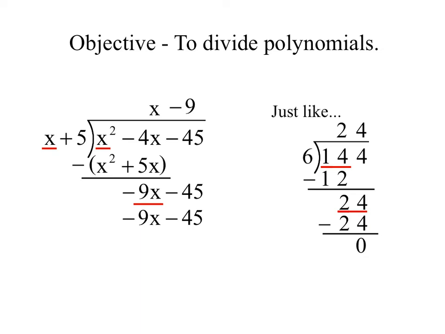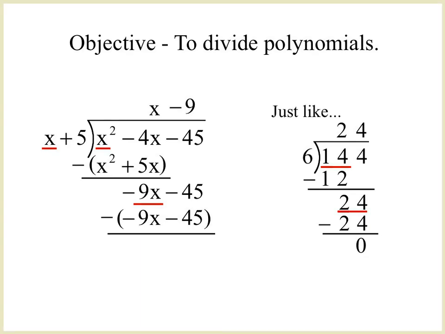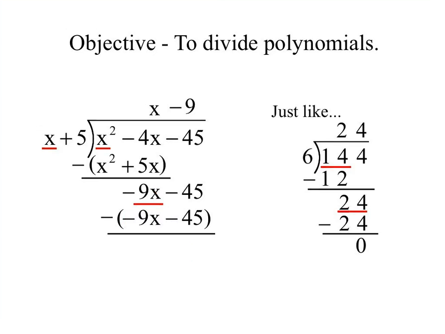But remember, I have to subtract the whole thing. So to do that, it's going to change both signs. What happens when I subtract those negatives? It turns them into positives. Negative times a negative is a positive. And so those cancel each other out, and I'm left with 0. So the answer to this problem would be the quantity x minus 9.